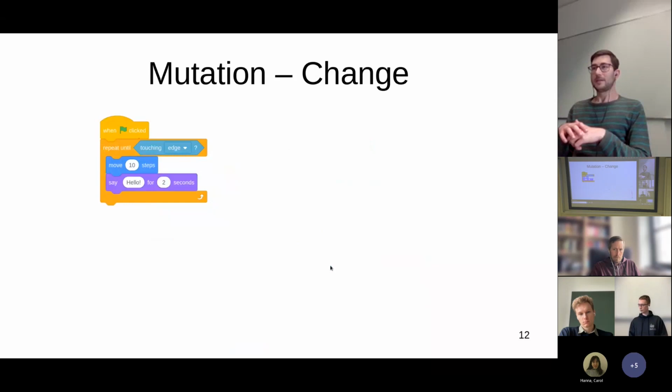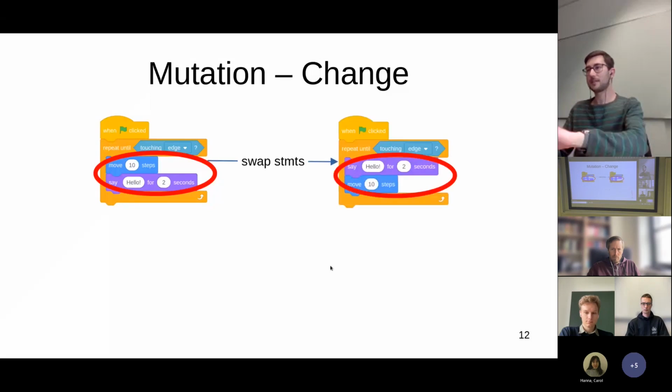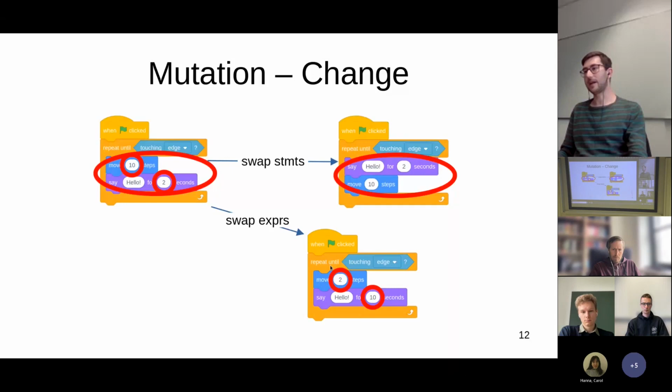And the third category is changing the block in some way. So this means the number of blocks in my program stays the same, but some other things about it change. So for example, I could take these 2 statements and just swap them around. So now I'm saying hello for 2 seconds and then moving the sprite around on the screen. I could also take a look at these 2 expressions and swap those out.